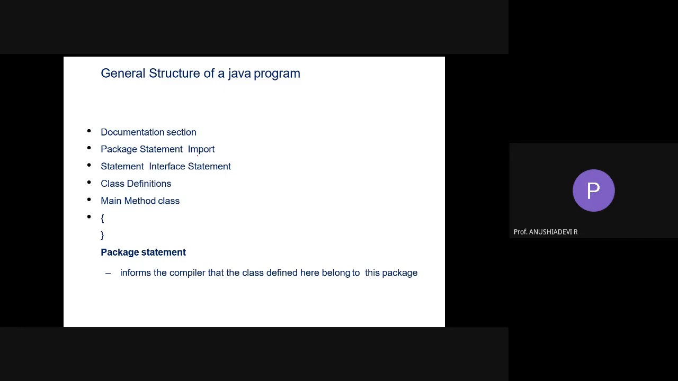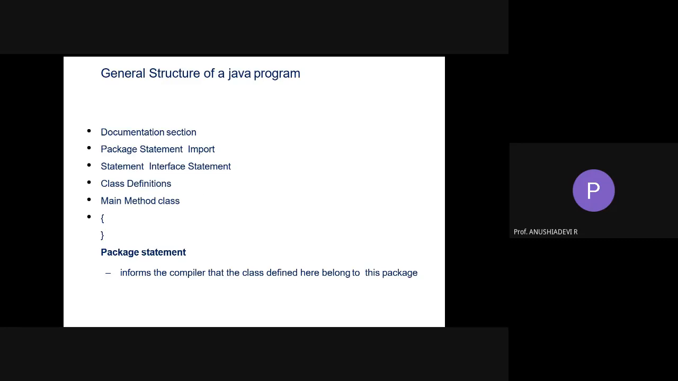After that, the class definition. So first, the documentation section, if you want to give any information about the program. Then if you want to make your program a package, you have to mention the package statement. And if you are going to implement multiple inheritance, the next statement must be the interface statement, and then the class definition. Within the class definition, we have the main method.